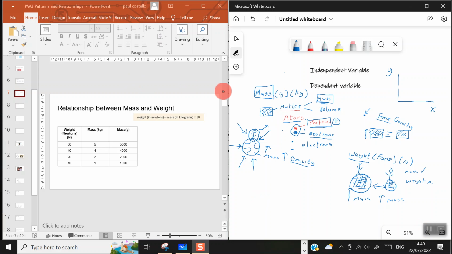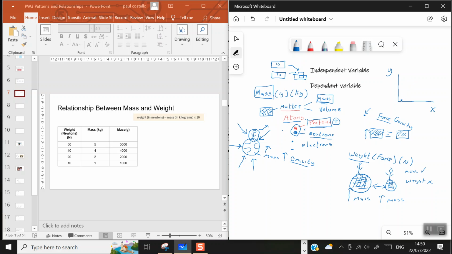We can take a series of objects, for example, an object that has a weight of, let's say, 10 newtons. You can take another object that has a weight of, let's say, 20 newtons, and so on and so forth. And what you can do is weigh them on weighing scales. So you can put these on here like that, and you can get the weight in grams, or you can get the weight in kilograms, whichever, or you can convert from one to the other.